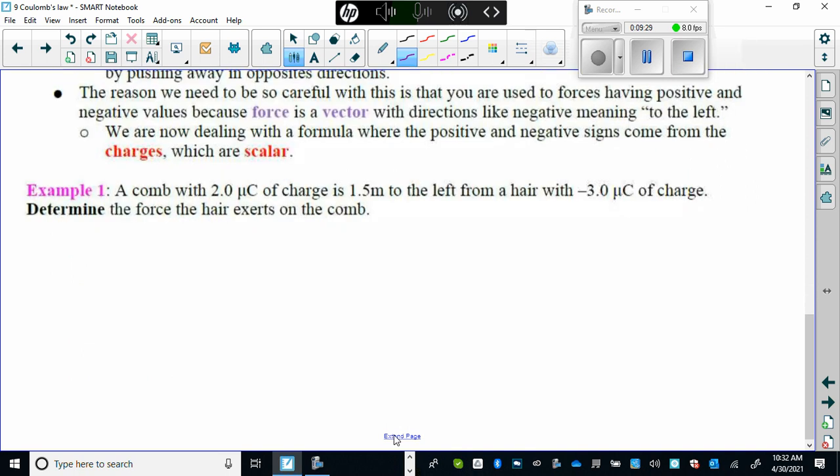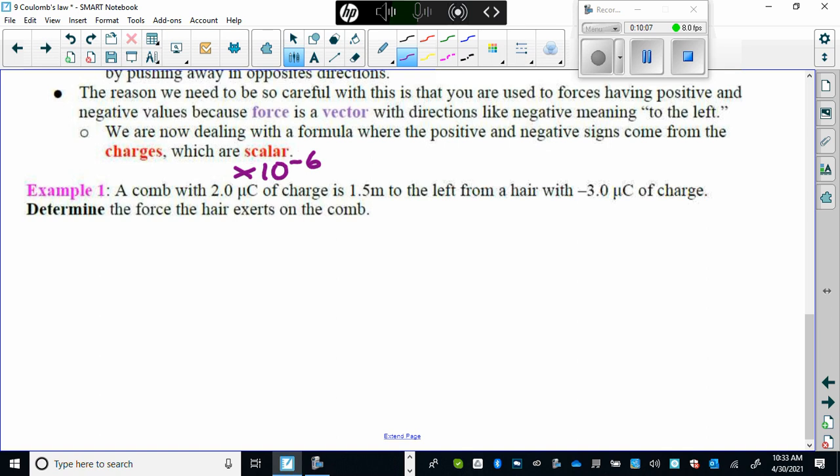Example number 1 says a comb with 2... Whoa, what's that crazy symbol? That is a microcoulomb. Micro. Look on your formula sheet and it will tell you what that is. A micro is times 10 to the negative 6. So just so you know, we're going to be dealing with some very small numbers when it comes to charge. If somebody said, I'm going to give you 1 coulomb of charge, you should say, no thank you, and get the heck out of there, because 1 coulomb of charge is essentially the charge of a lightning bolt, which is going to be unpleasant to receive.